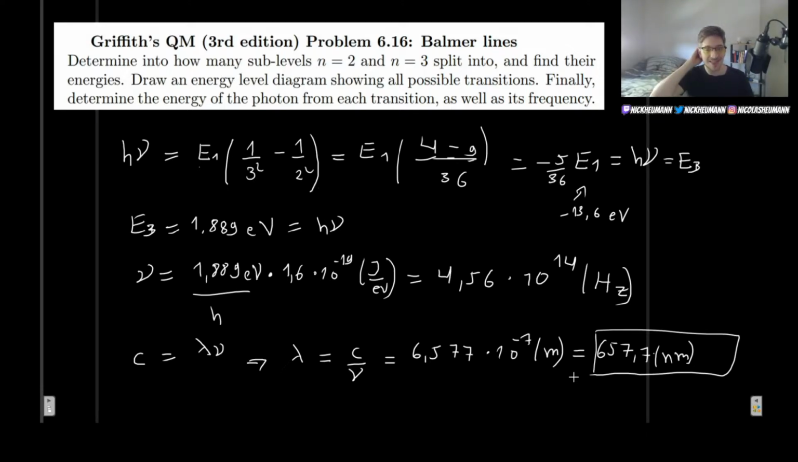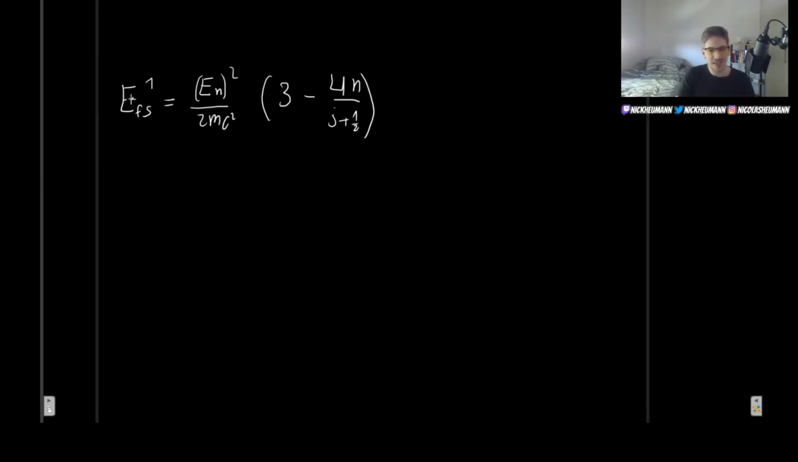So let's start by looking at how many sublevels n equals 2 and n equals 3 split into. So let me go to the next page, and here I have the formula that we have found in the past. Right? This is the formula for the fine structure. So let's begin with n equal 2. So let's see what happens with n equal 2. If we take a look at this formula, in order to use it, we need to know what value for j we will use. How can we know that?